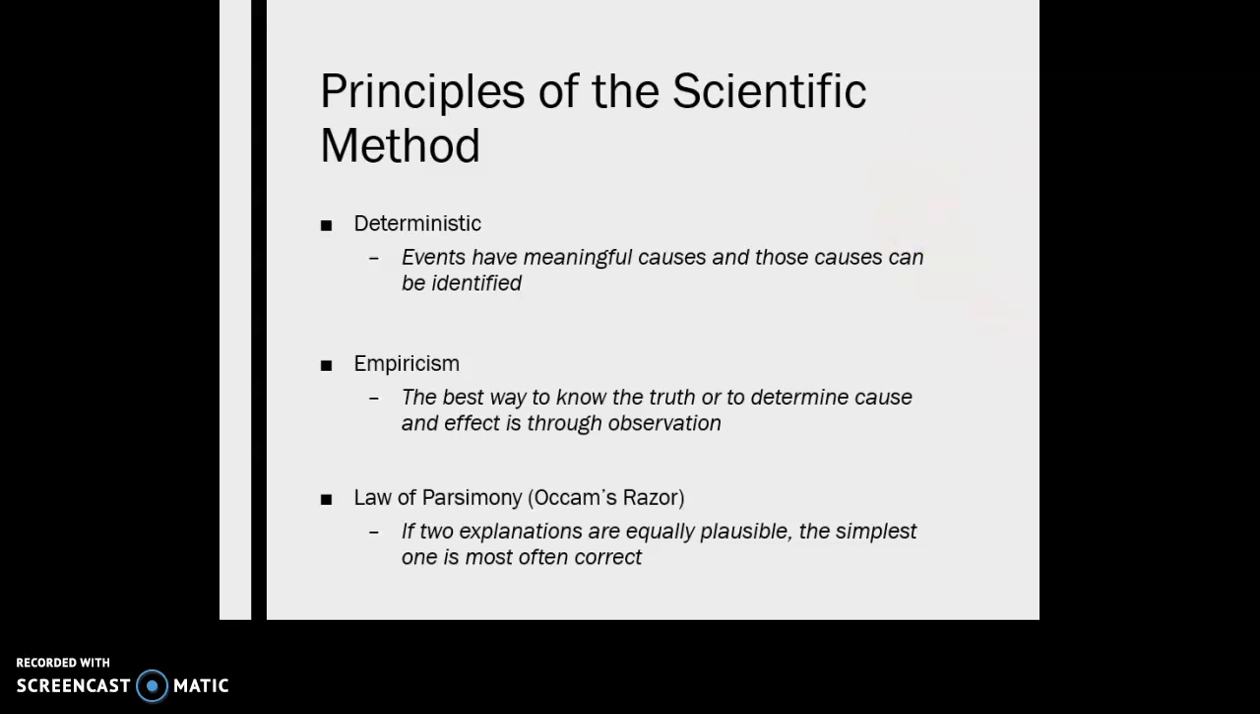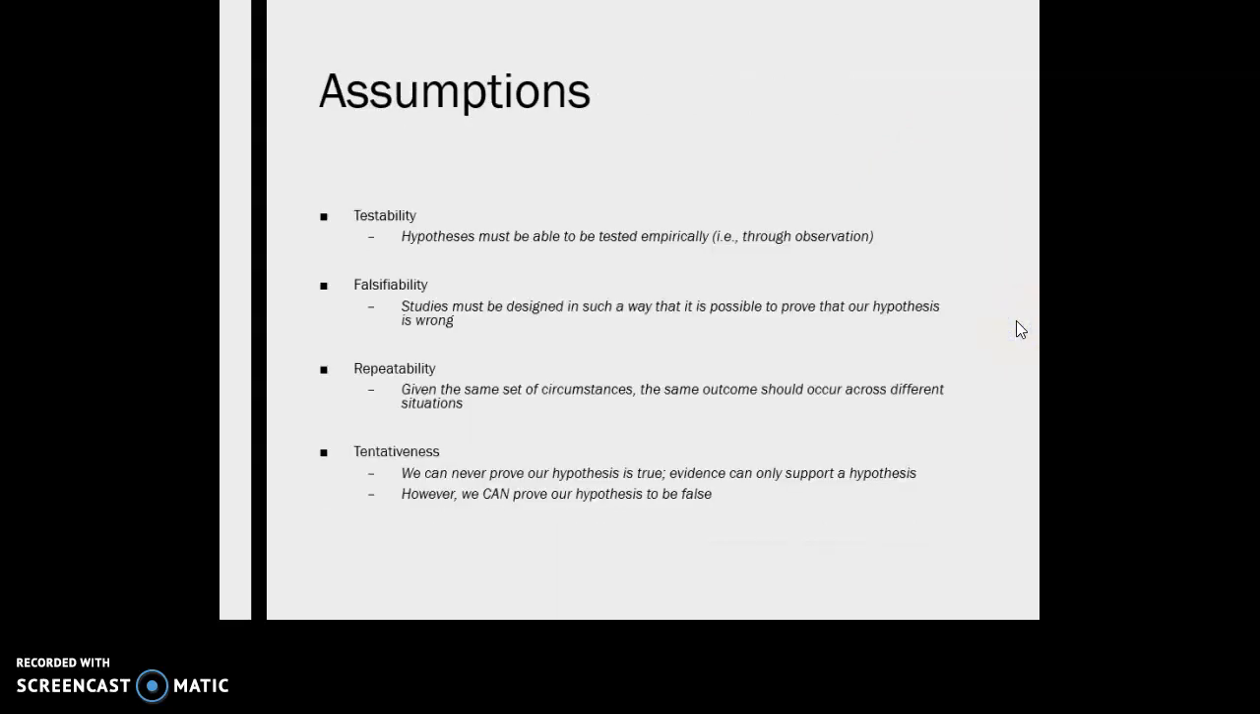Okay. Some of the assumptions of the scientific method. So I've mentioned this idea of theories and hypotheses, right? Theory is an explanation for a set of events. Hypotheses are some kind of prediction. The assumptions are first that theories and hypotheses must be testable, all right? And what that means is that if we ask a question, it is something that can be tested through observation.